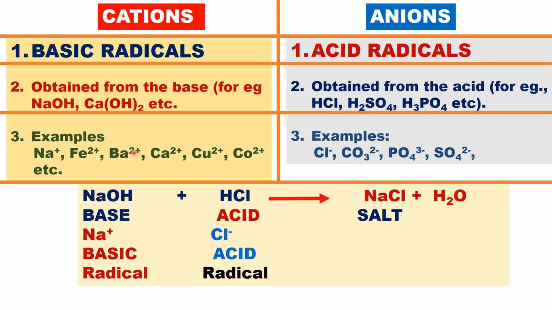Examples of cations: Na+, ferrous, barium ion, calcium ion, copper 2+, cobalt 2+, etc. Examples of anions: Cl-, carbonate, chloride, bromide, iodide, phosphate, sulfate, etc.